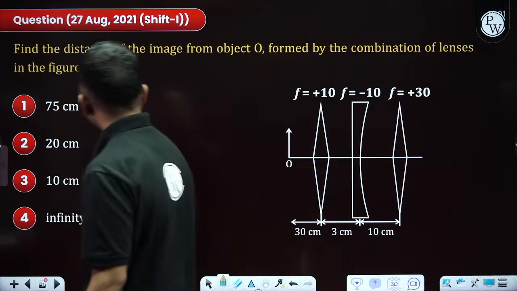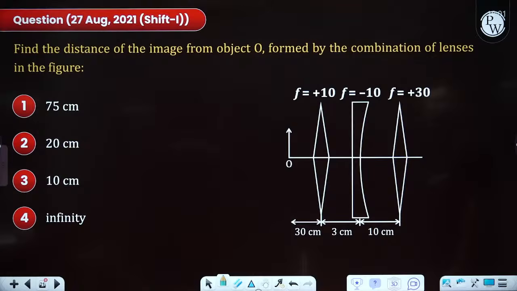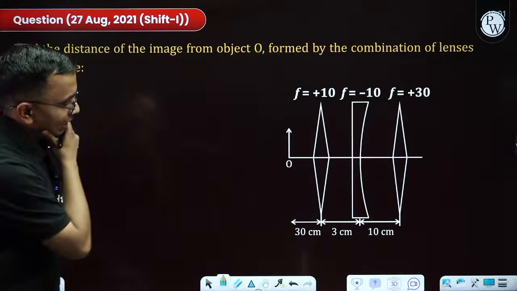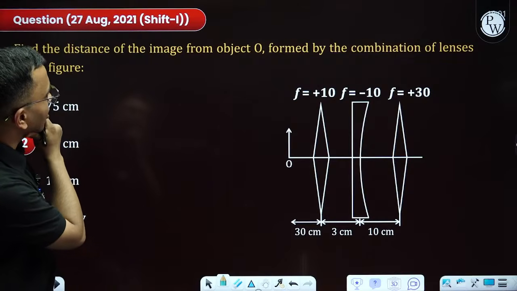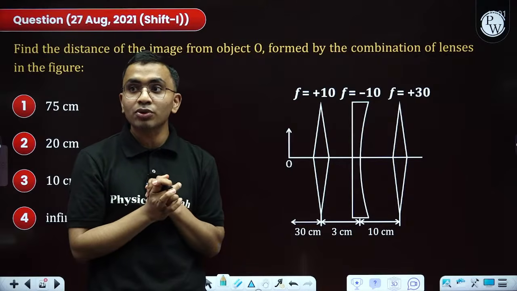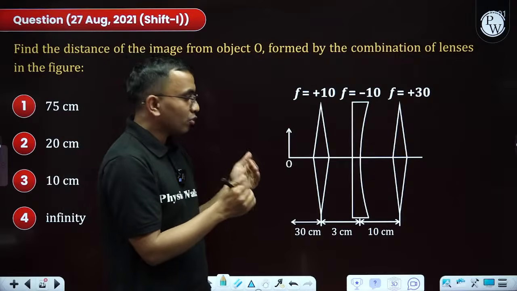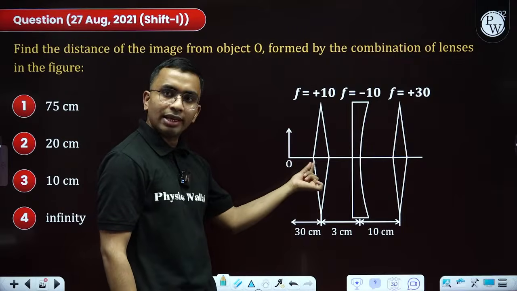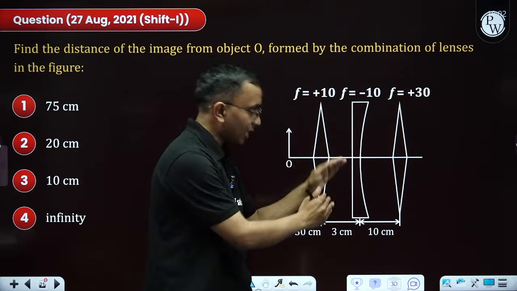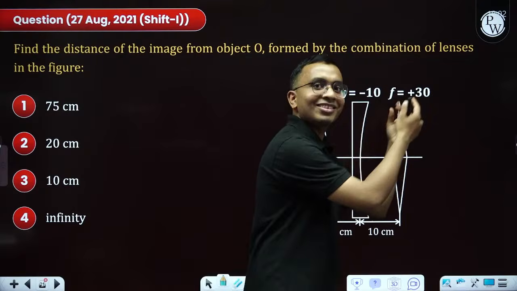Anyways. Next question. Find the distance of image from object O formed by combination of lenses. Now here these lenses are there. I need to find the distance of image from object where the final image will be formed. So what I need to do? I need to go step by step. Due to the first lens, find the first image. That image will be the object for the second lens. Due to the second lens, find the second image. That image will be the object of the third lens. Due to the third lens, find the image.